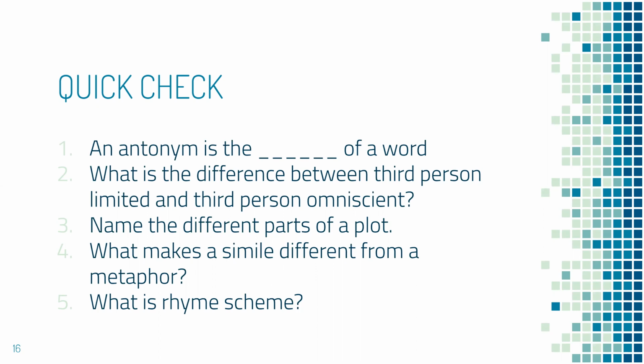We have the exposition, the rising action, the climax, the falling action, and the resolution. 4. What makes a simile different from a metaphor? Despite the fact that they both compare two unlike objects, a simile uses like or as in its comparison. 5. What is a rhyme scheme? A rhyme scheme is a pattern of rhyming, some sort of alternation, and it's usually just the structure of a poem with different rhyming elements.